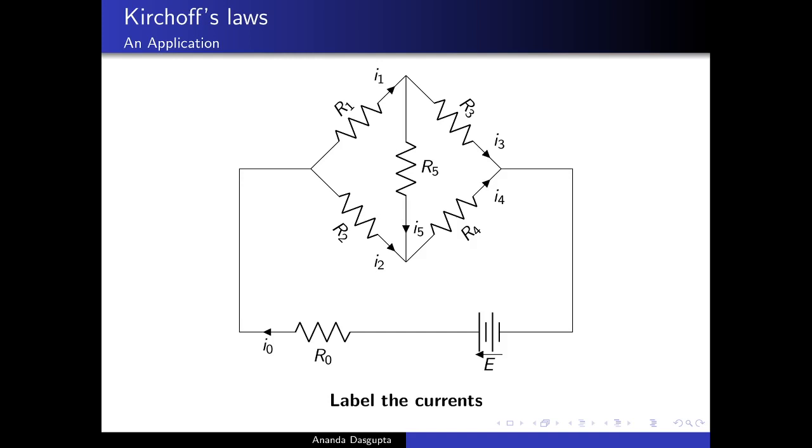I will not deliberately choose I0 to be to the right here. But frankly, as I said, it does not really matter. So the labeling is done. There are 6 currents in the circuit, I0 to I5, and I have labeled all of them.